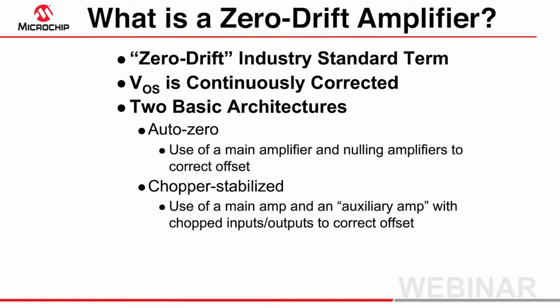Microchip offers two different architectures that fall under the zero drift category, auto zero and chopper stabilized. Now, these two fundamental architectures are common throughout the industry, although they may go by other names such as auto correlating zeroing, auto zeroing, or some hybrid combination of chopping and auto zeroing. Again, regardless of the architecture, the goal of a zero drift amplifier is to provide superior DC performance. We will explore these two basic architectures next.